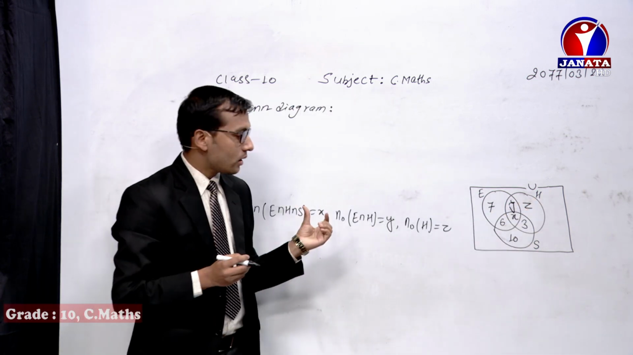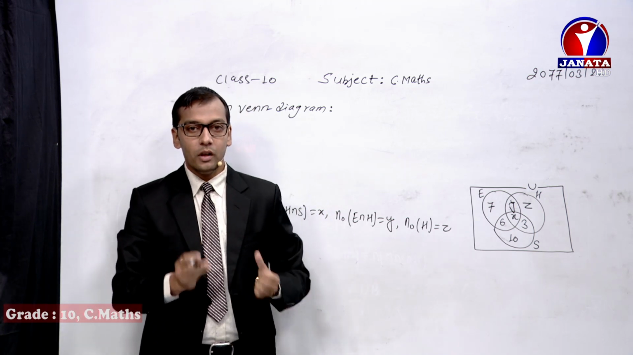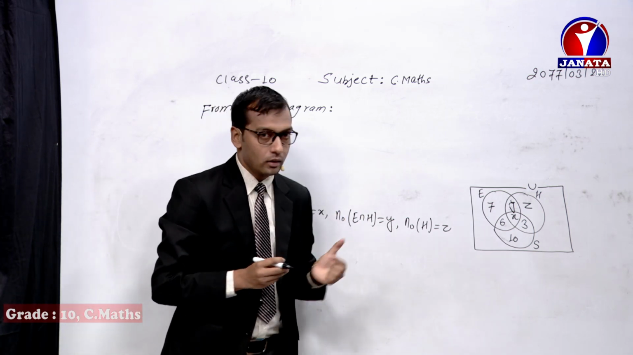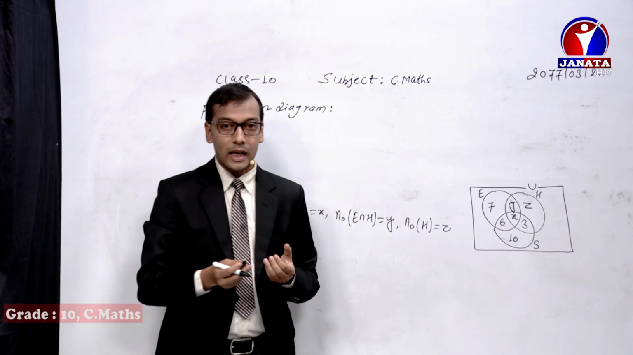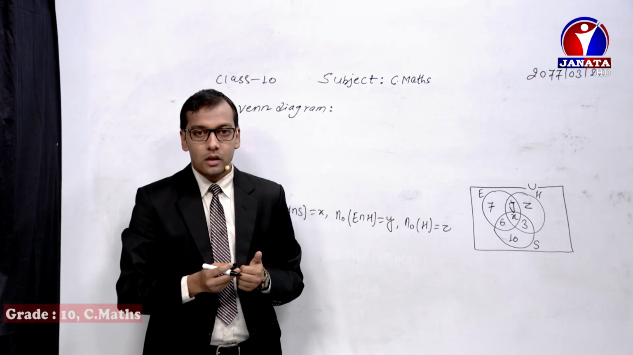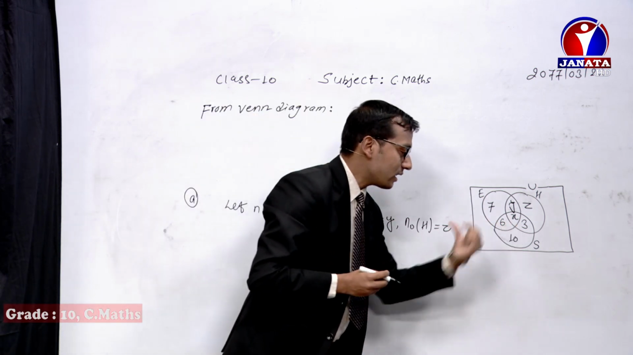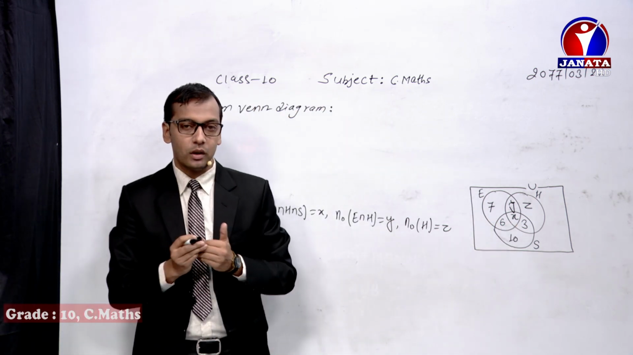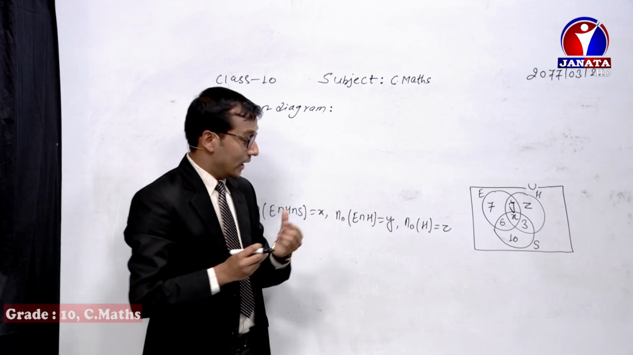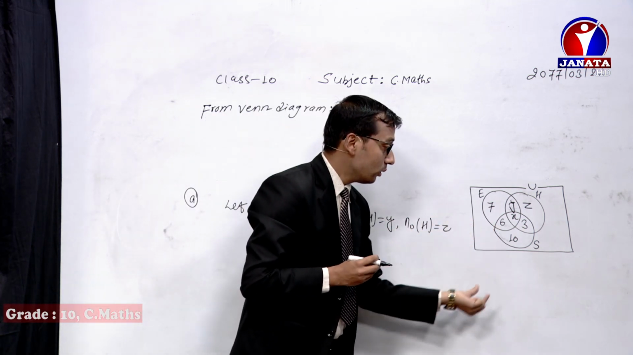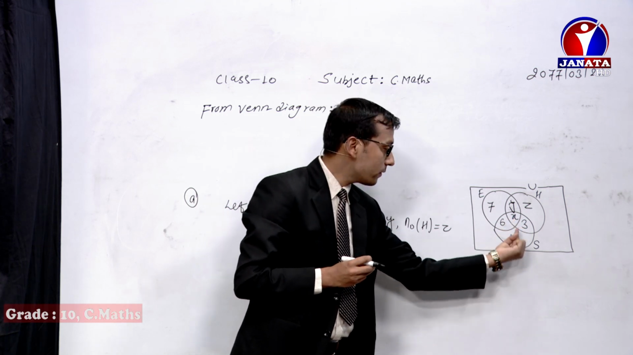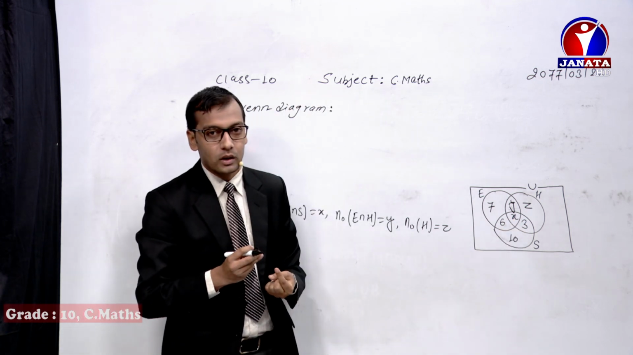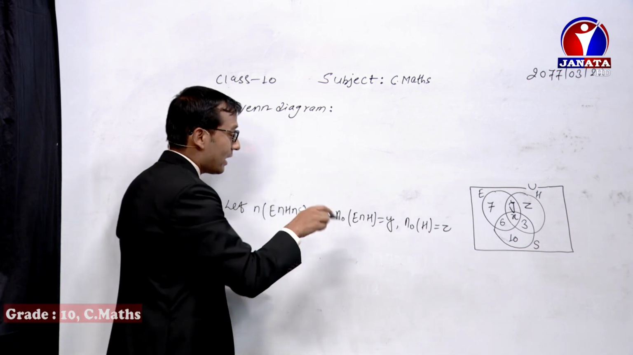So in such types of questions, if more than one region is unknown, we can suppose variables for them, and we start solving from a set which has fewer unknowns. So which set has fewer unknowns? S. There is only one unknown, X. So if we begin from set S, we can calculate the value of X. So let's start from set S.